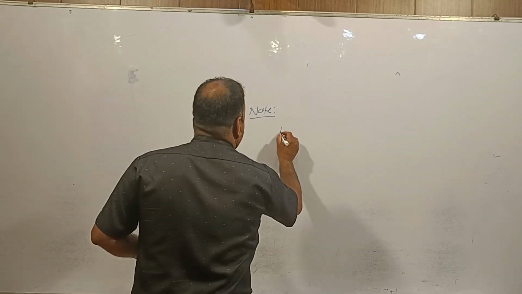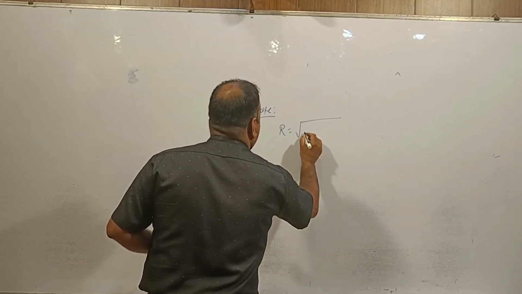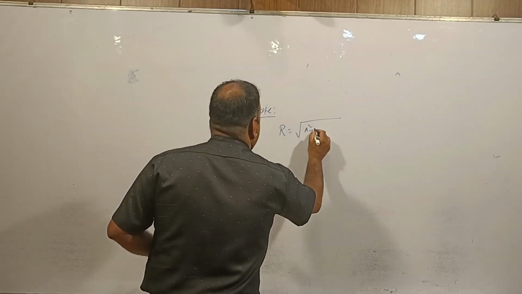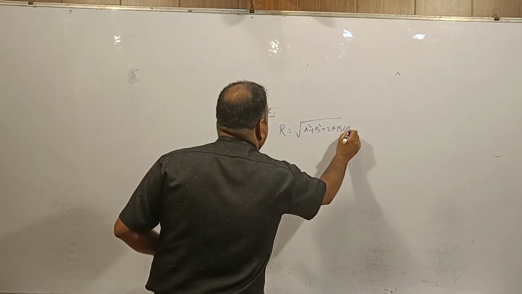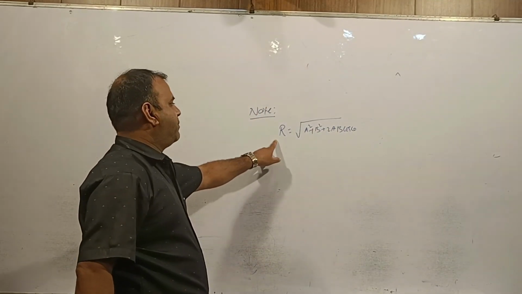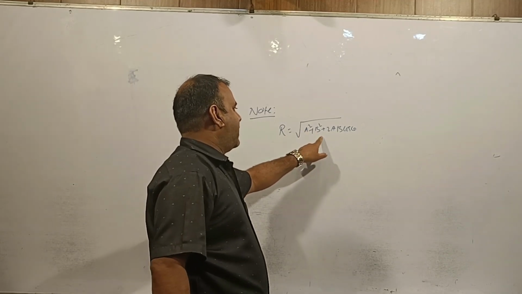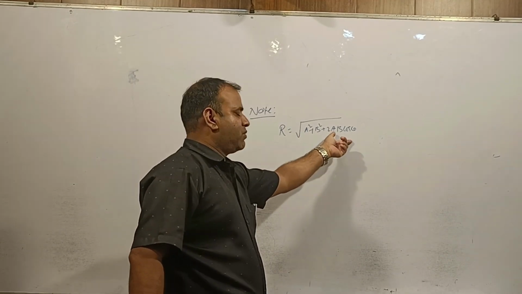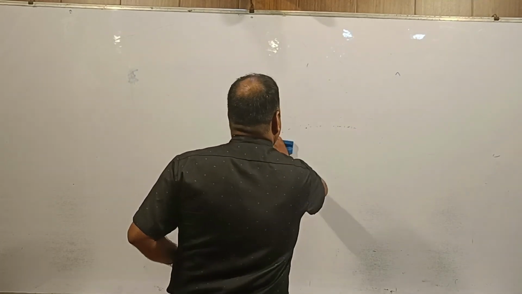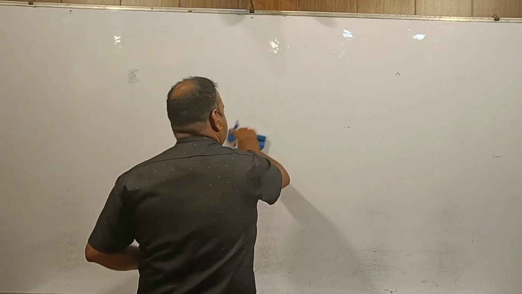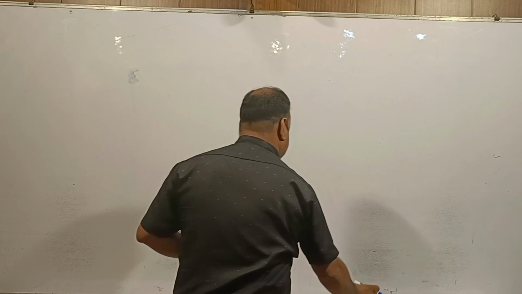So resultant vector R is equal to under root A square plus B square plus twice AB cos theta. So this is called the resultant vector, and these are the two unit vectors. So the angle between the two vectors is theta. So you remember it like this. This is the resultant vector. Now I am going to discuss the questions related to the C exam.